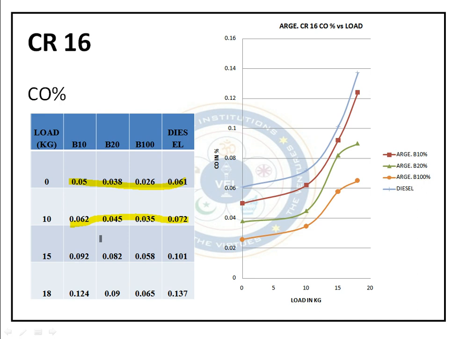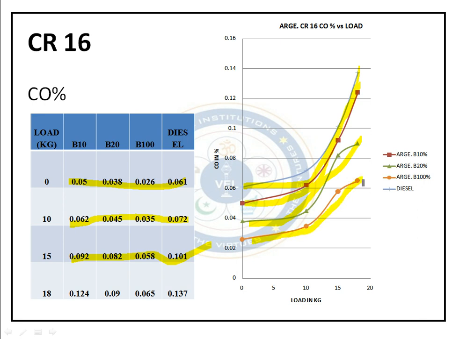For load of 15, B10 gives 0.092, B20 gives 0.082, B100 gives 0.058, diesel gives 0.101. Here in the graph, the blue line shows the diesel, the highest emission. Then we have the emission of B10, then B20, and the downmost side has pure Argemone, that is B100.